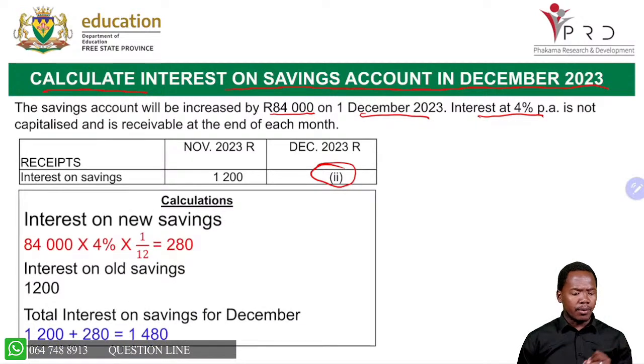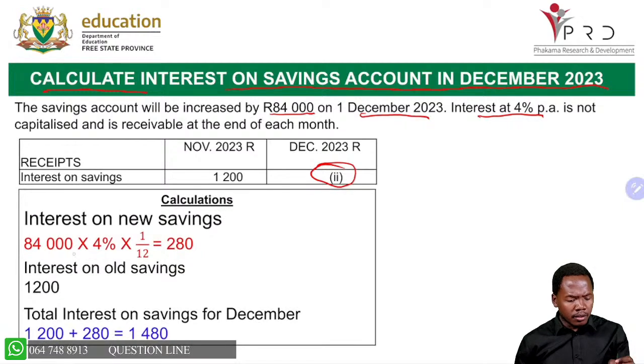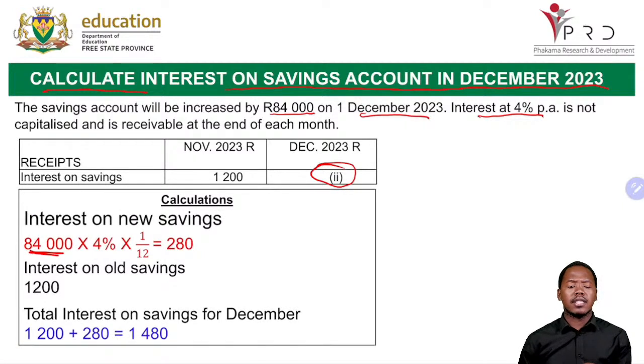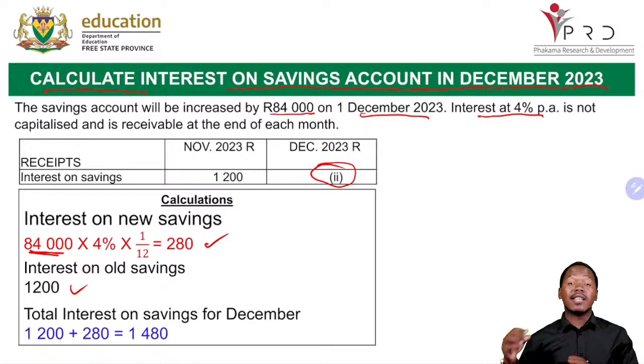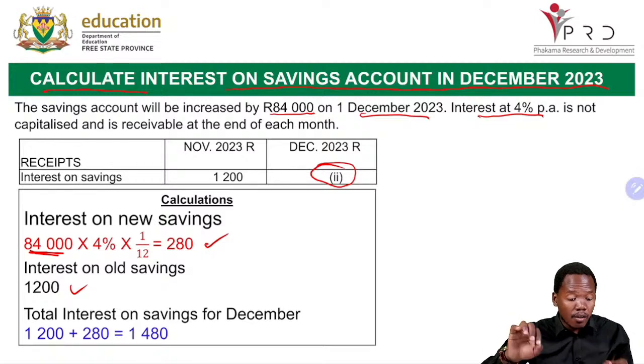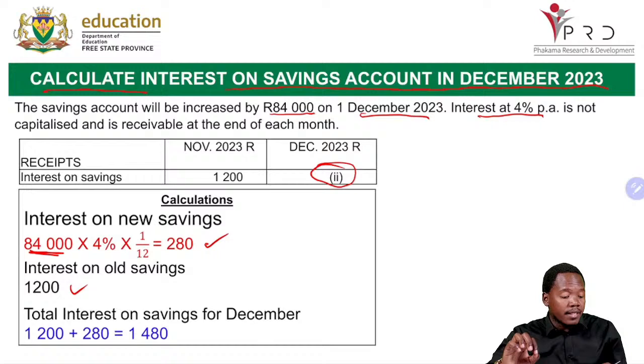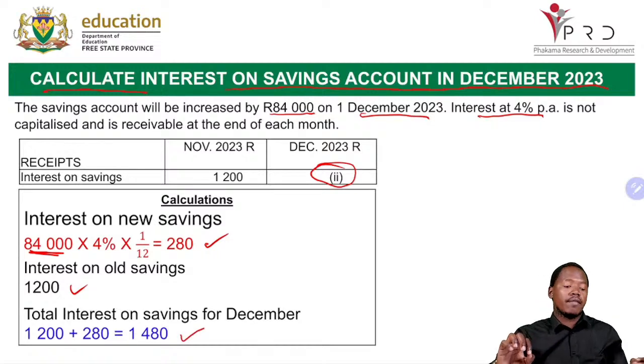Now, how do we go about doing this? We take our capital amount, which is our savings account amount, multiplied by 4%, multiplied by 1/12, and then we get an answer of 280. So that is the interest on the new savings account. Now we are going to add it to the old one, because the old savings account of 1,200 is still there. We're going to receive that interest, meaning our total interest received becomes 1,480.